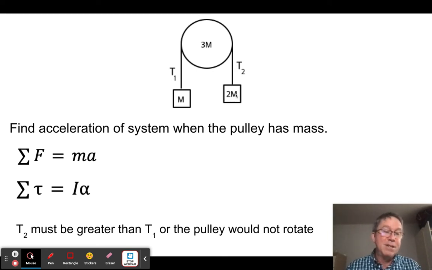Obviously, T2 is less than 2mg, and since this thing is moving up, T1 is greater than mg. I'll say it again. When I let go of this, this is moving down. That means 2mg is bigger than T2. This side's going to move up. That means T1 is bigger than mg. Now let's do what we did before. You're going to see it's the same process again and again.